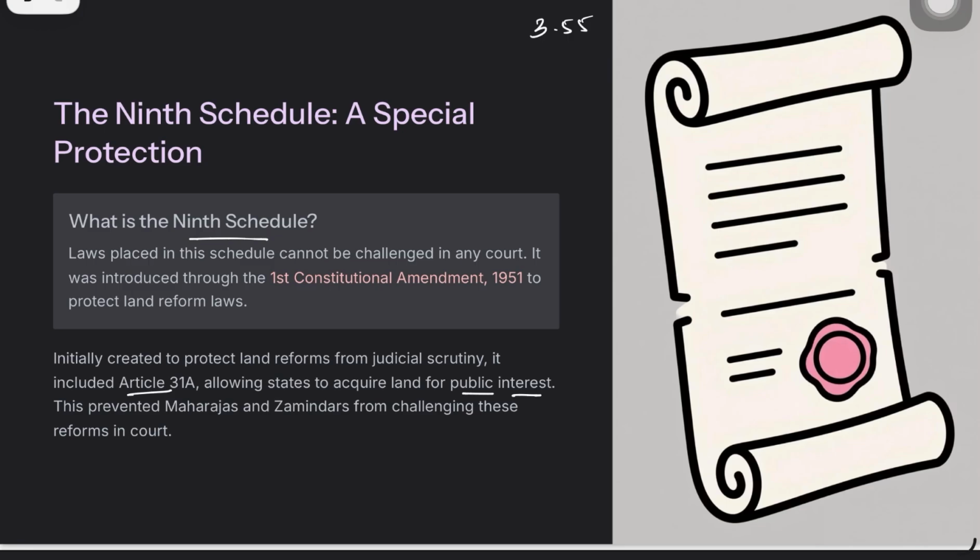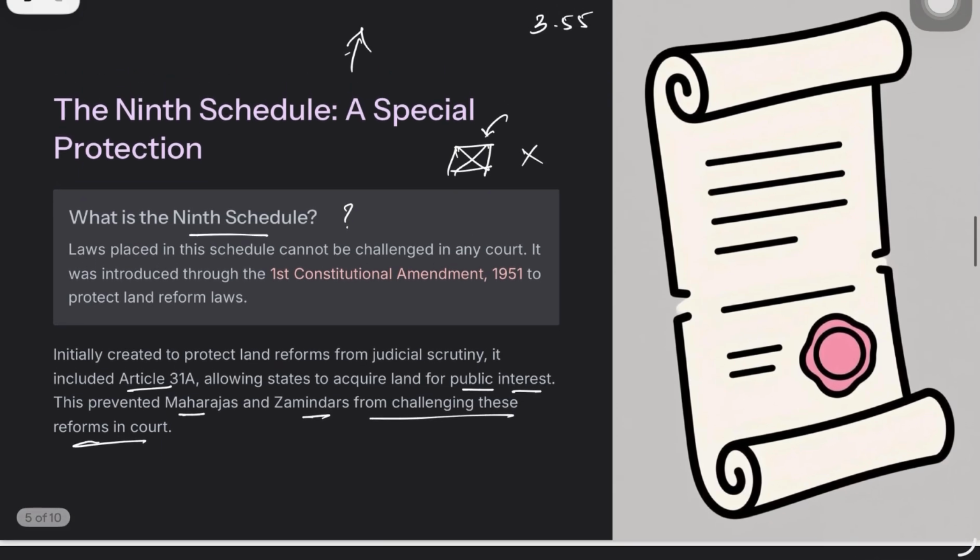So now what is this 9th Schedule? Think of the 9th Schedule as a box. The matters that are kept under this box will not be questioned before any courts in India. The idea behind this is to make the laws made by the Parliament superior. Now based on the situation, India's Maharajas and the Zamindars were not able to file a case before the court against the land reforms that had been passed by the Parliament.